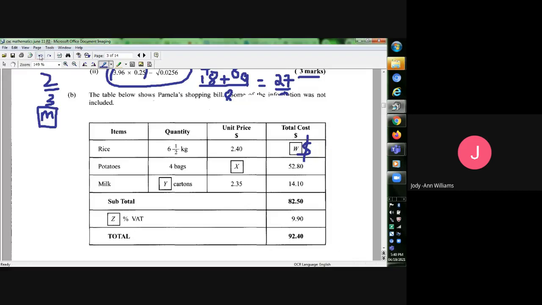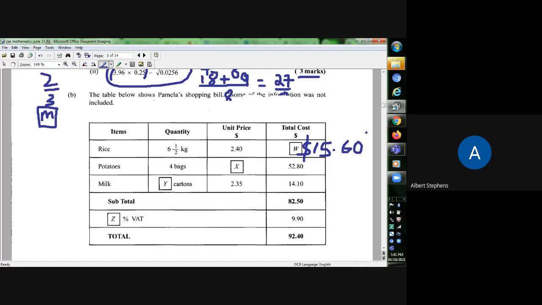To get the total cost, I multiply the quantity times the unit price. In your own words, what do you think unit price means? Unit price is, you have 6.5 kilograms, so maybe 1 kilogram. Okay, so basically what you're saying, $2.40 is the cost for 1 kilogram of rice. And the quantity will be like a multiplying factor.